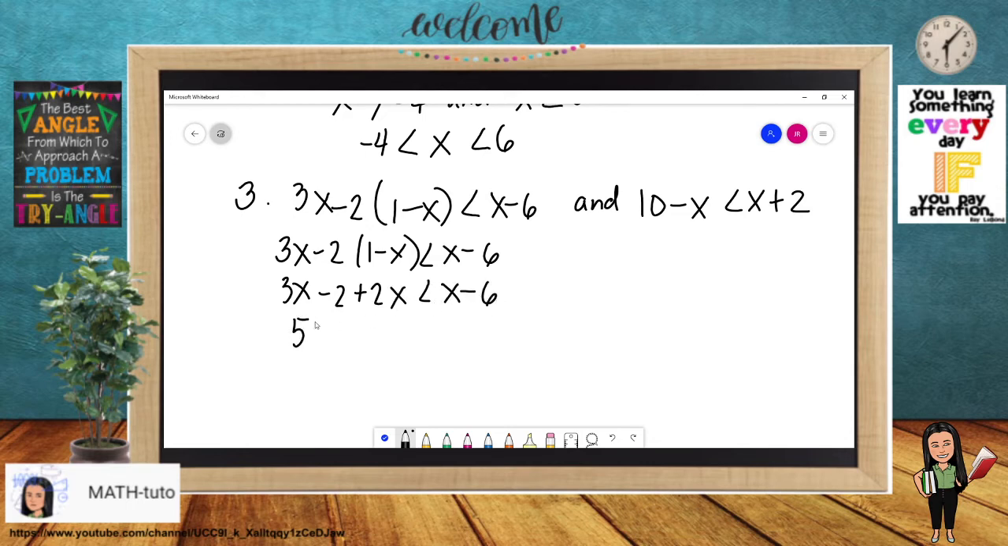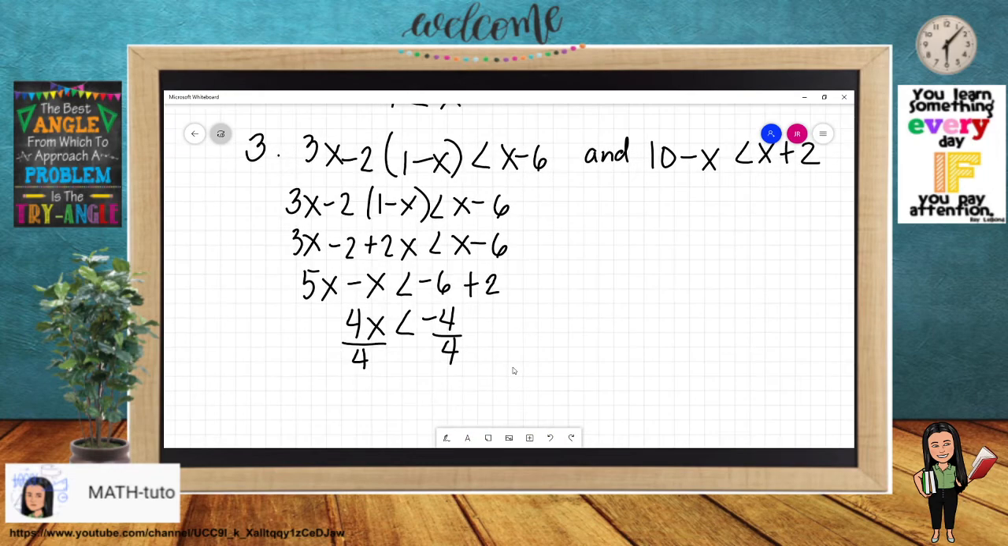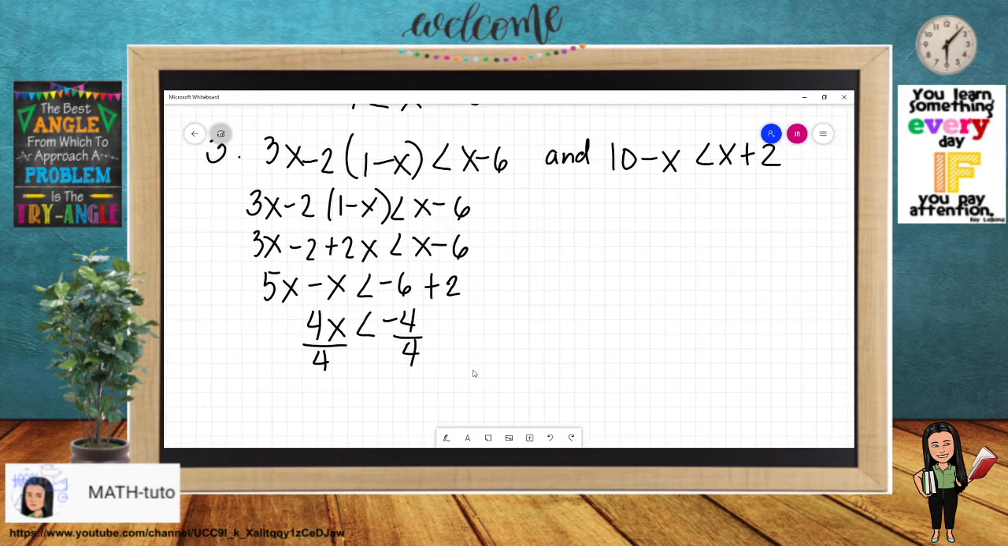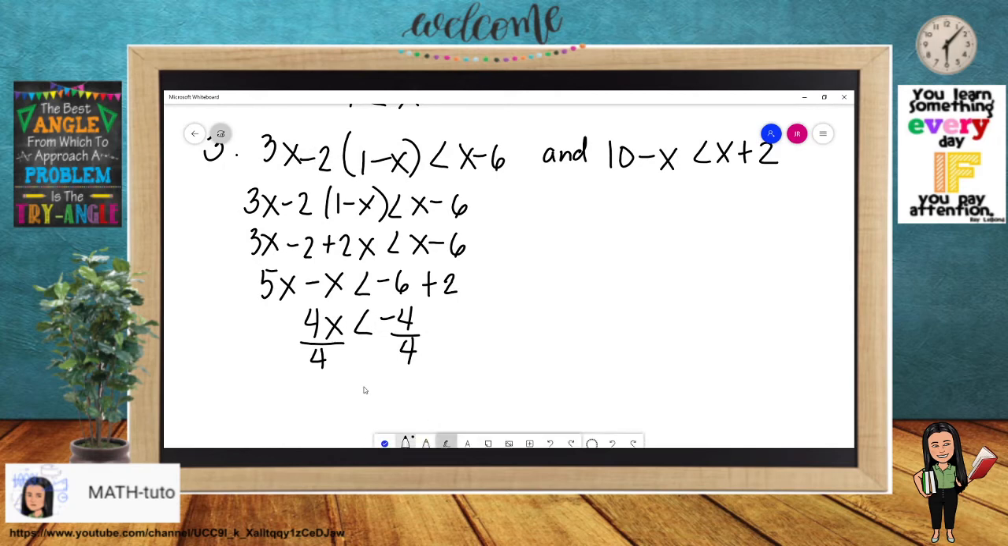We have here 5x. I just combine these two. Minus x less than negative 6 plus 2. Okay, we have 4x less than negative 4. Divide both sides by 4. So we have x is less than negative 1.